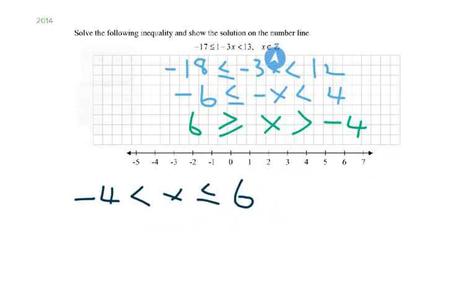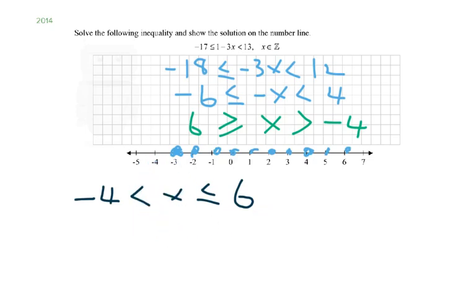We notice that x is an integer. So x is going to be greater than minus 4, so we're not going to include minus 4. We're going to include minus 3, minus 2, minus 1, 0, 1, 2, 3, 4, 5, and 6. So there's going to be a dot on each one of these because it's an integer, and you notice it's greater than minus 4, so we're not including minus 4.